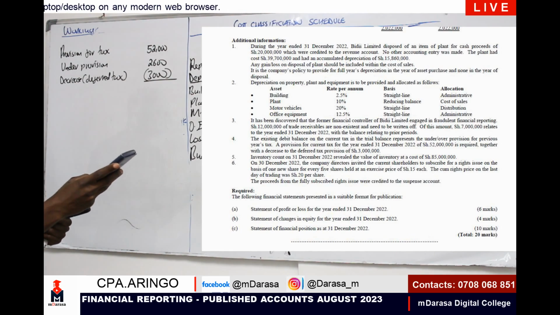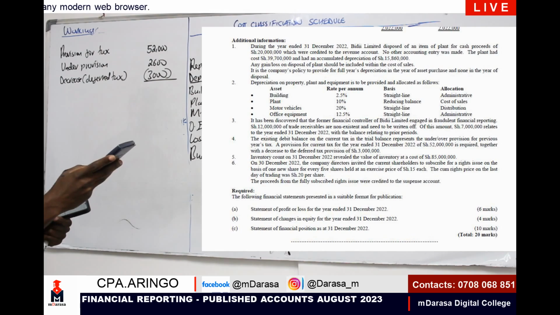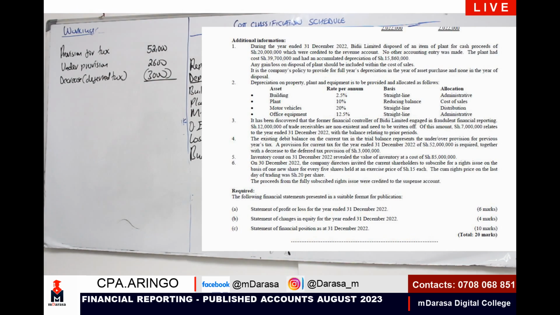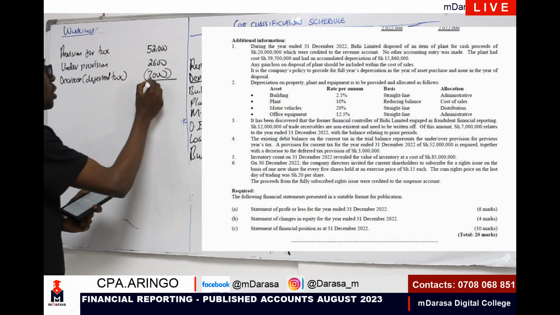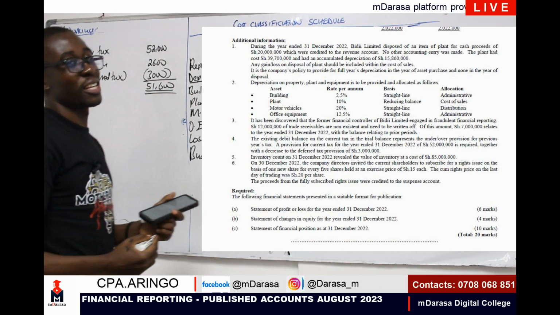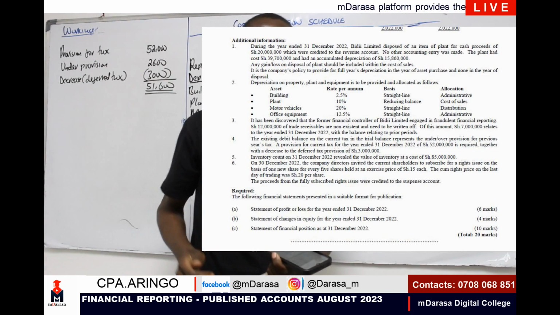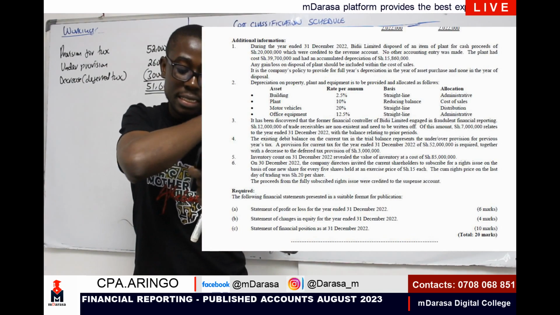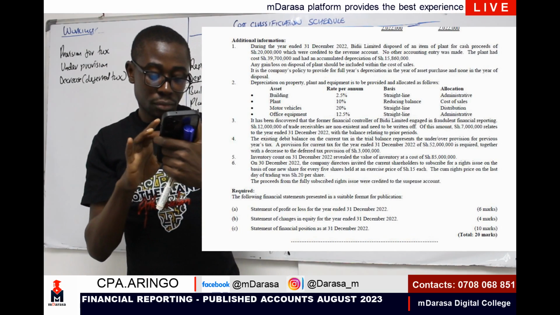52,000 plus 2,600 minus 3,000. So the provision for current tax this year to be recorded, I should be talking of 51,600 there. As simple as that. So once we are done with that, proceed to the next note.